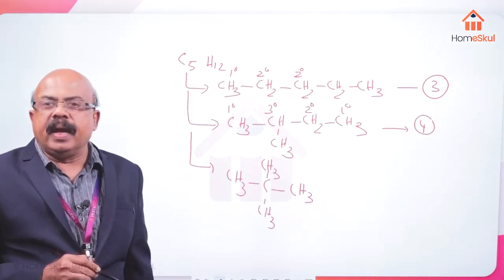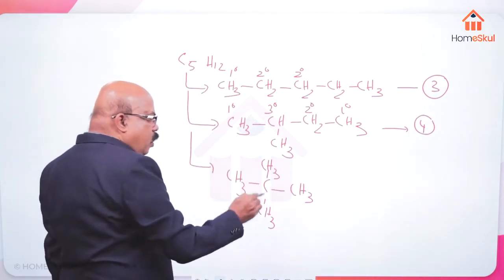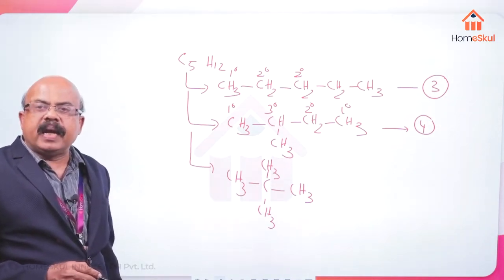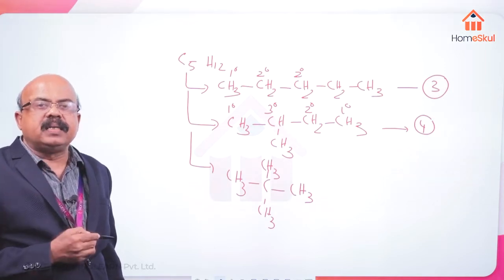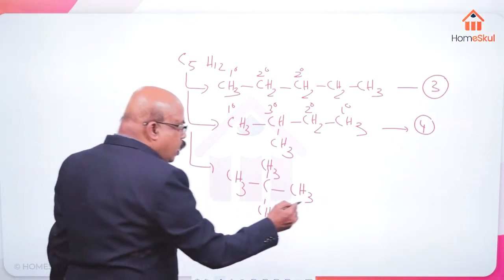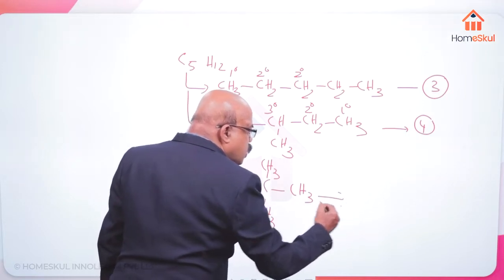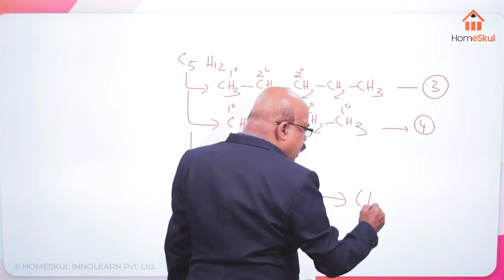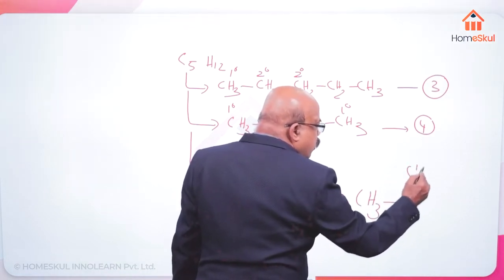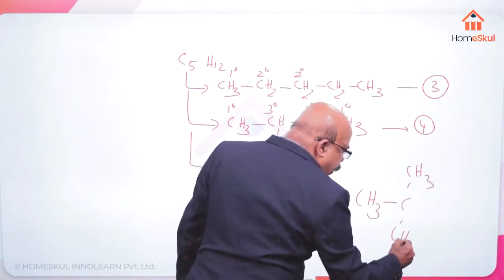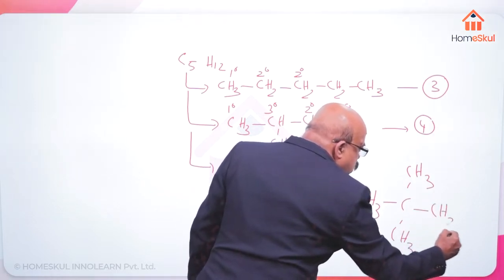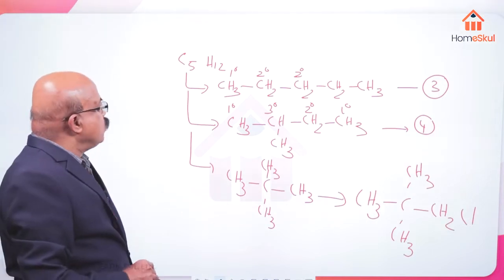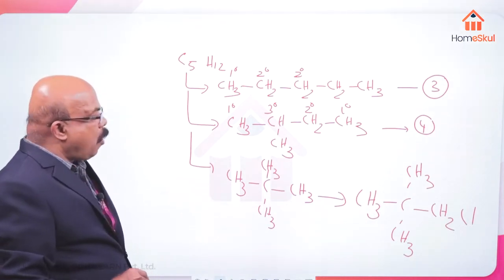See, neopentane. Neopentane is this one. Neopentane has 4 primary carbons. It has 12 primary hydrogens. All the primary hydrogens are identical. So neopentane on monochlorination produces a single monochloro derivative, that is neopentyl chloride, or 1-chloro 2,2-dimethyl propane.